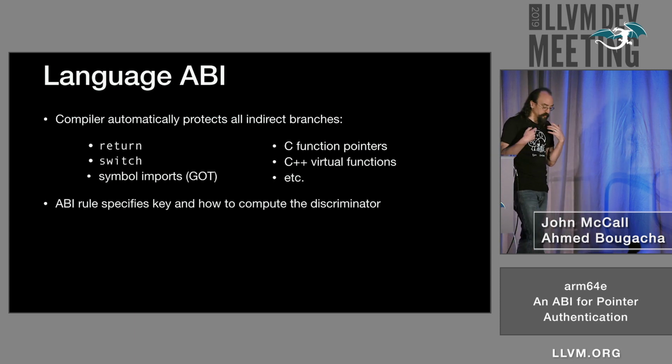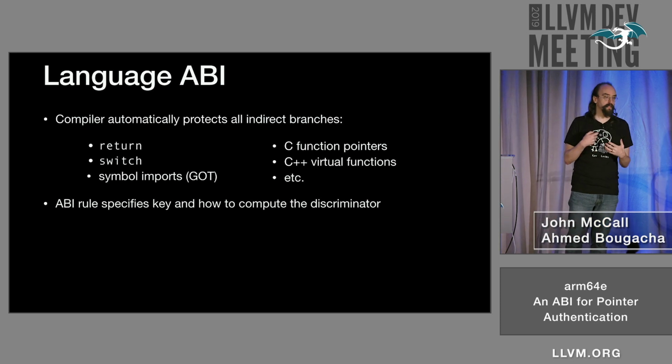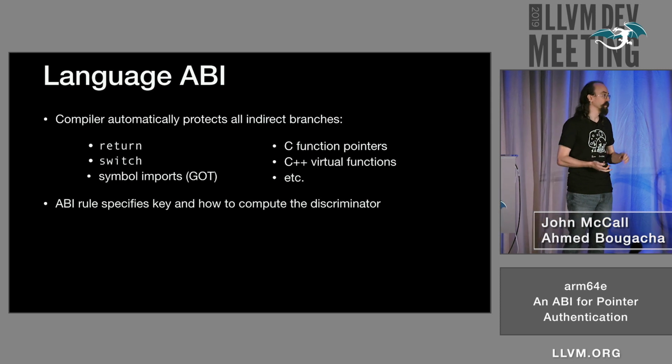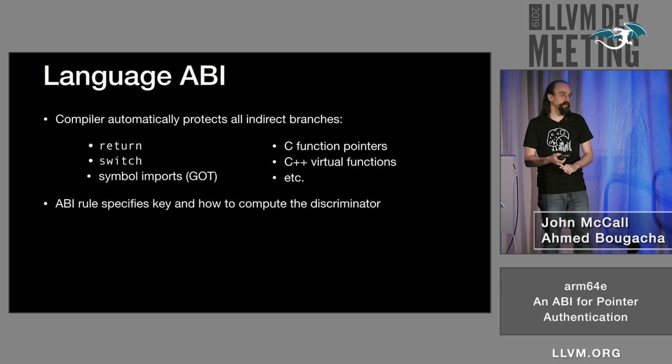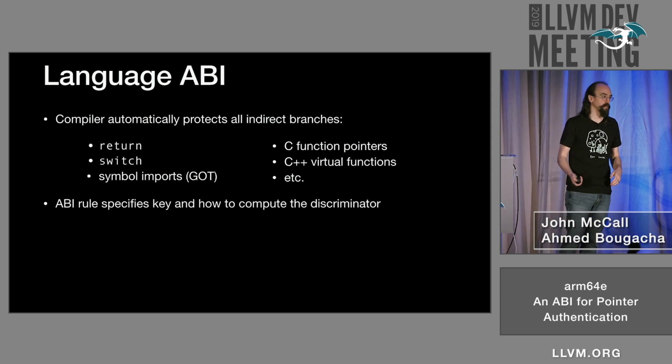So like I said, most of the protection of pointer authentication is provided automatically by the compiler, and that means it's part of the ABI for particular implementations of things. So the compiler automatically signs return addresses. It automatically makes sure that switches are done correctly. It handles things around symbol imports and makes sure that you can't corrupt things that way. But also for core things like C function pointers, C++ virtual tables, anything that involves indirect control flow in the process is part of the language ABI and has to be thought of carefully when you're talking about pointer authentication.